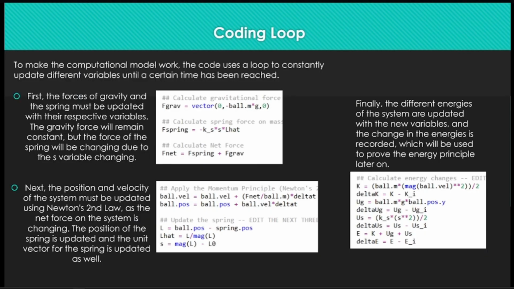To make the computational model work, the code uses a loop to constantly update different variables until a certain time has been reached. First, the forces of gravity and the spring must be updated with their respective variables. The gravity force will remain constant, while the force of the spring will be changing due to the s variable changing. Next, the position and velocity of the system must be updated using Newton's second law, and the net force on the system is changing. The position of the spring is updated, and the unit vector for the spring is updated as well. Finally, the different energies of the system are updated with the new variables, and the change in the energies is recorded, which will be used to prove the energy principle later on.